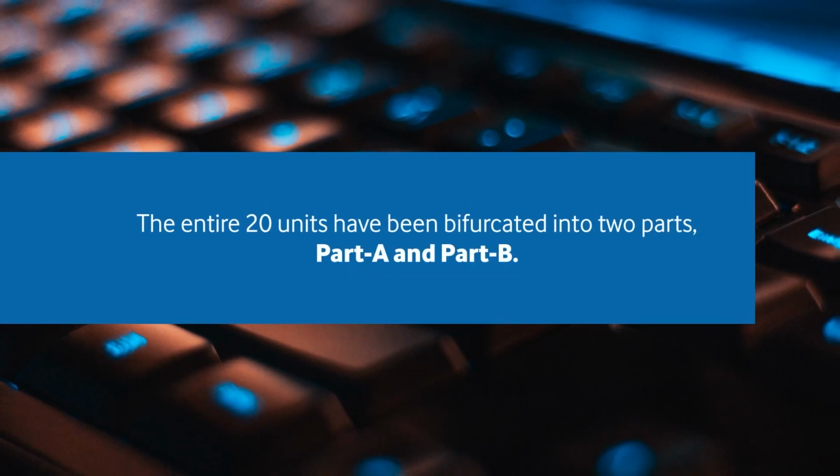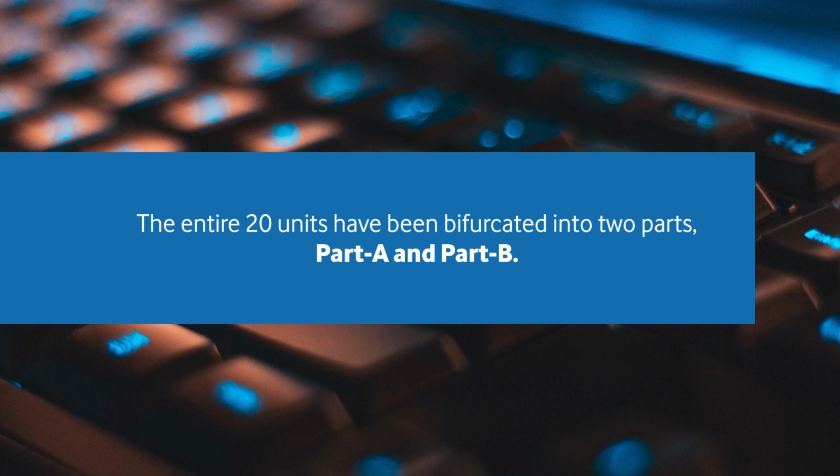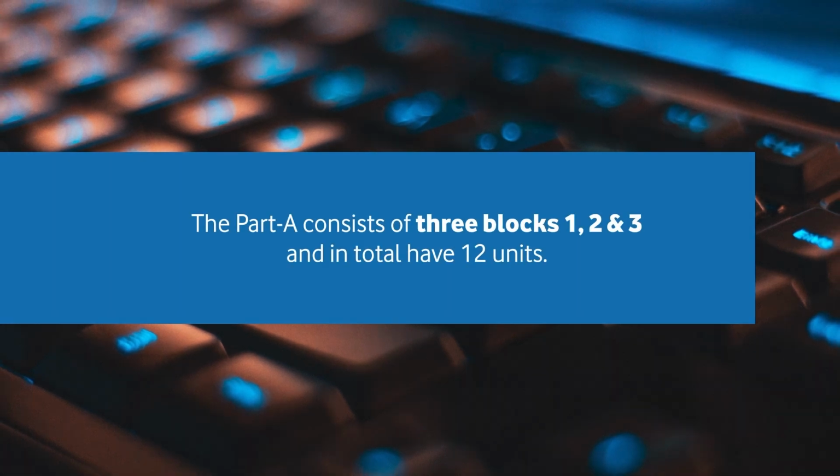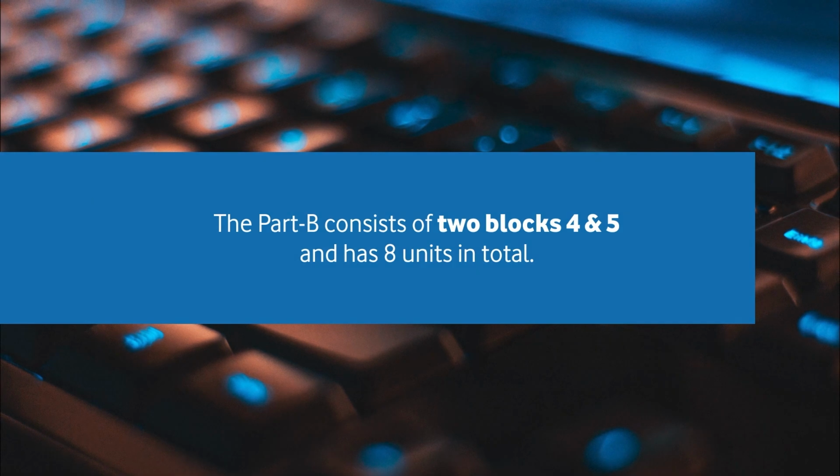The entire 20 units, somewhere around 20 chapters, are bifurcated into 2 parts, part A and part B. Part A consists of 3 blocks, that is blocks 1, 2 and 3, and roughly each block has 4 to 5 chapters. Part B consists of 2 blocks, 4 and 5, and has 8 units in total. This course has been bifurcated into 12 weeks.